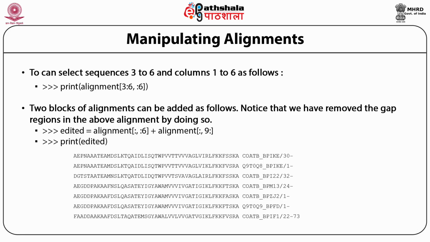The same way as we specified the columns in the earlier example, with an empty colon and 6, from the start to 6. Similarly, an empty colon here says from the beginning to the end, all the rows, followed by the first 6 columns, so from the beginning to column number 6. So comma colon 6. That edited piece of alignment is added to alignment, all the rows once again, followed by the 9th column to the end. So 9 colon and end, and that could be printed appropriately.